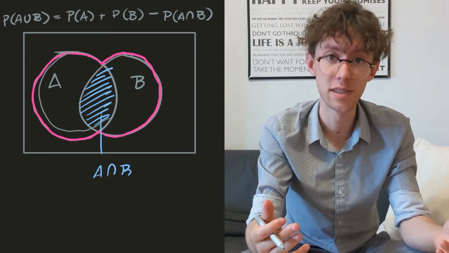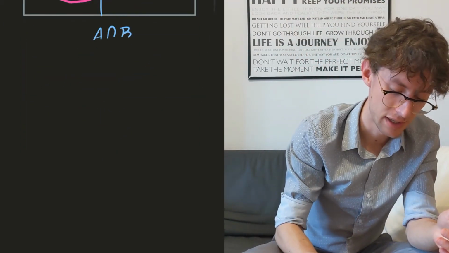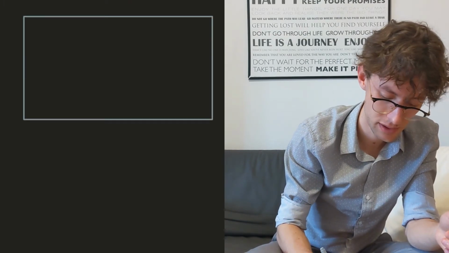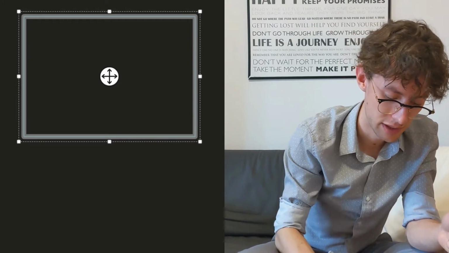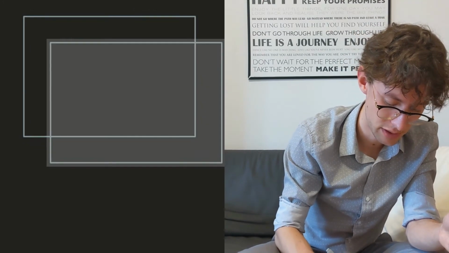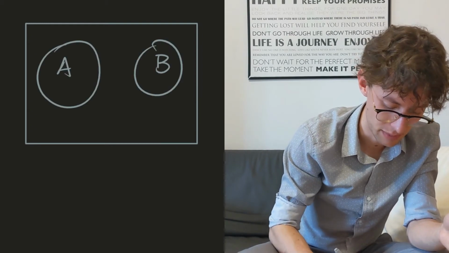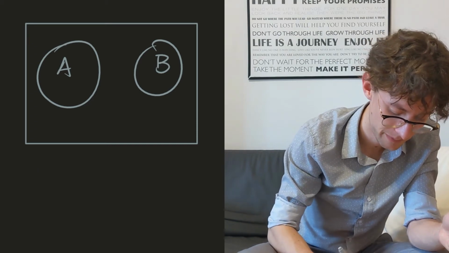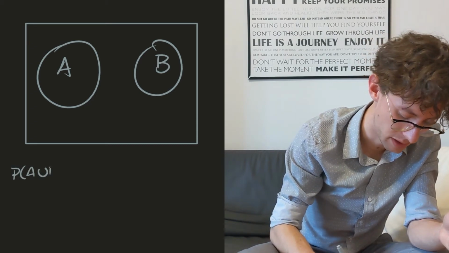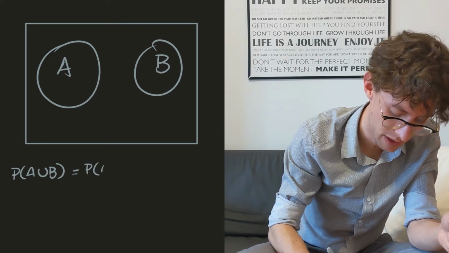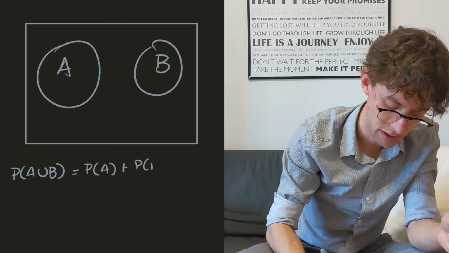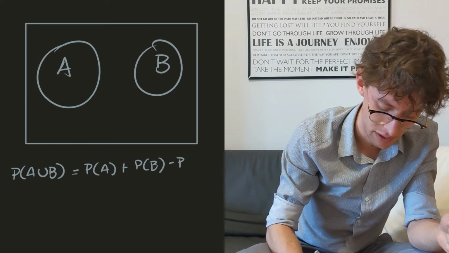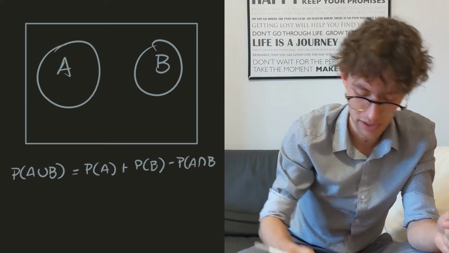What if they are disjoint? Does this formula still work? It does. It does still work. If they are disjoint, let's look at it. Here's an example. I have two events that are disjoint, A and B. The probability of A union B is equal to the probability of A plus the probability of B minus the probability of A intersect B.